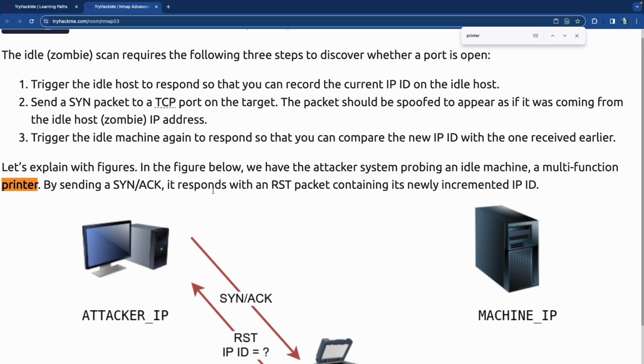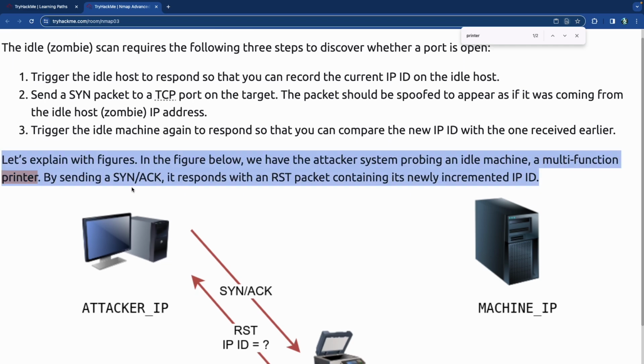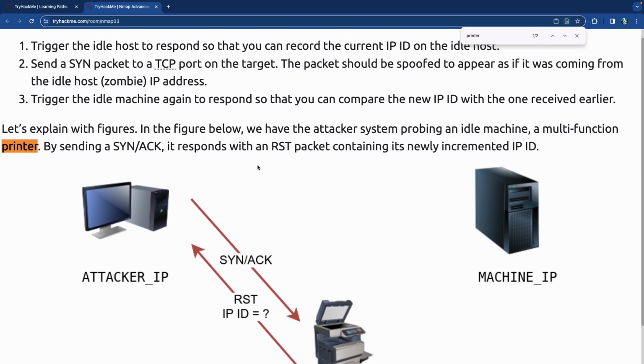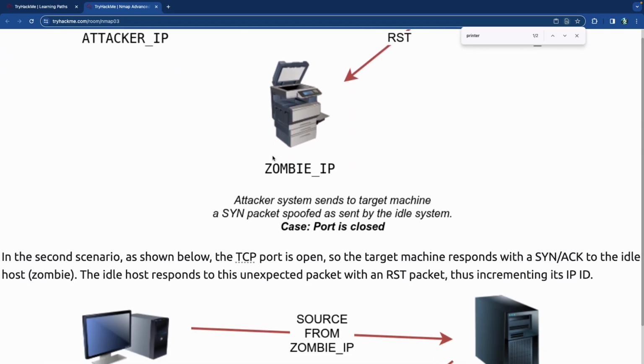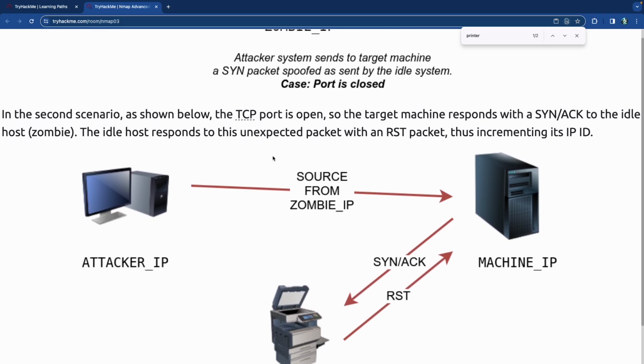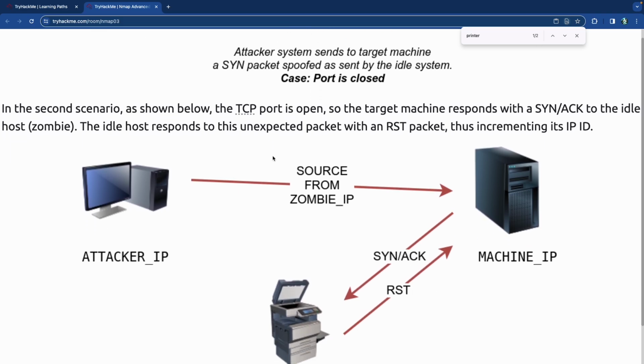So it does show that we're going to be using a multifunction printer as our idle machine, and that is really useful. Okay, cool. Then we got this, right?